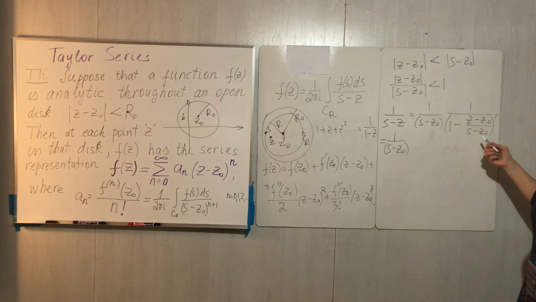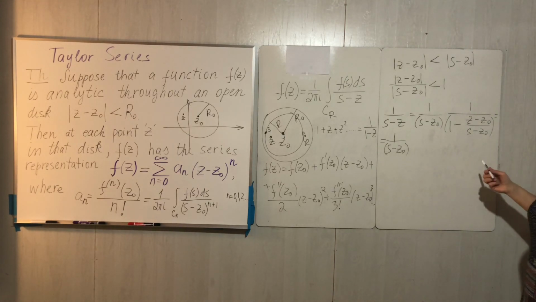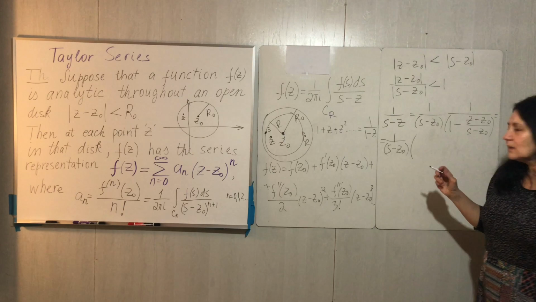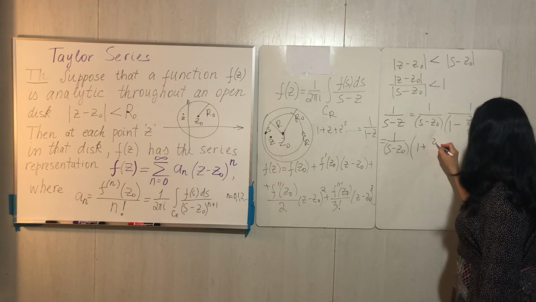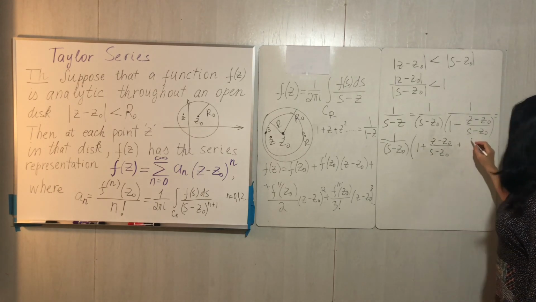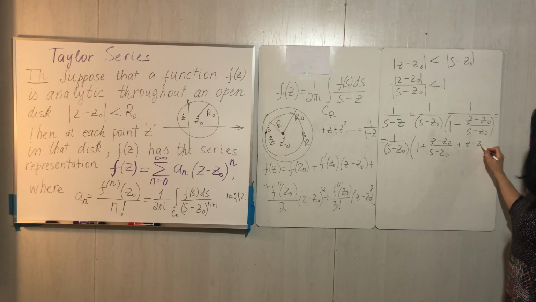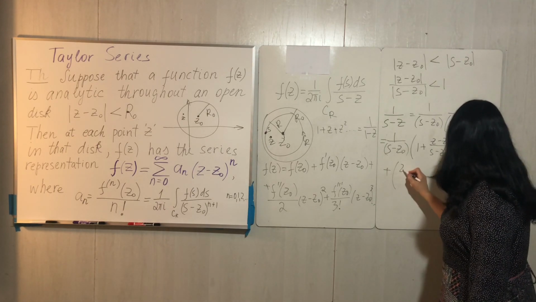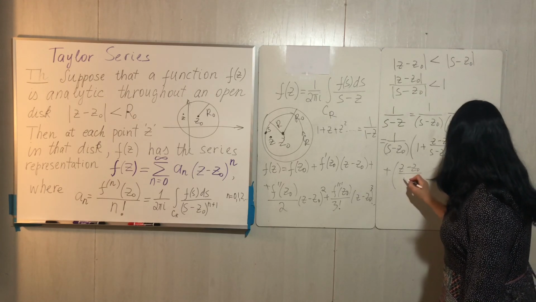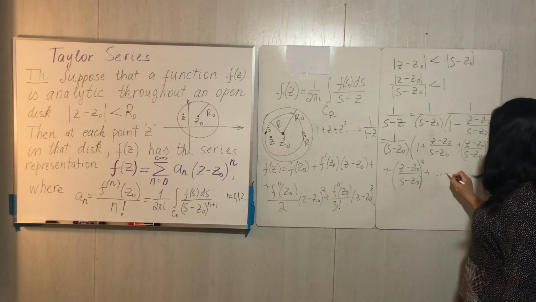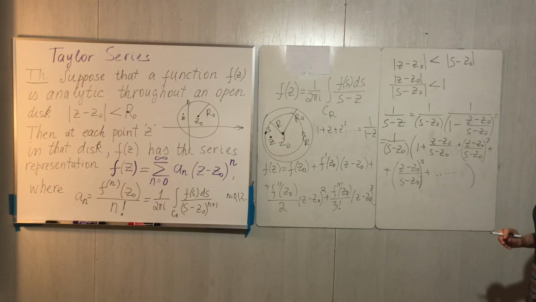So we can rewrite this as a geometric series, which means that would be 1 plus (z minus z sub 0) over (s minus z sub 0), plus (z minus z sub 0) over (s minus z sub 0) squared, plus (z minus z sub 0) over (s minus z sub 0) cubed, and so on.